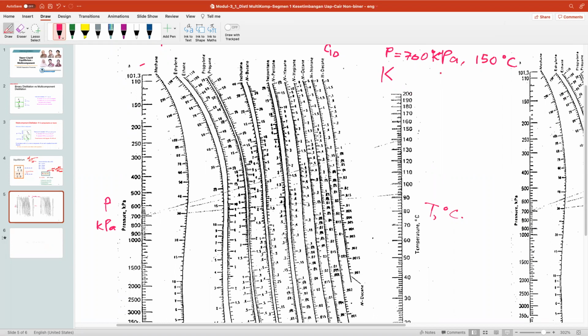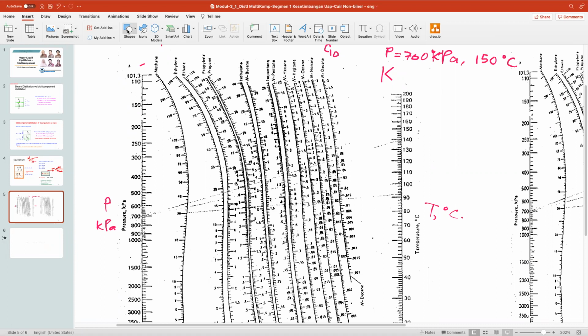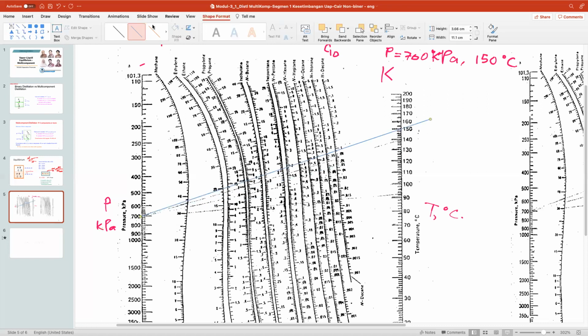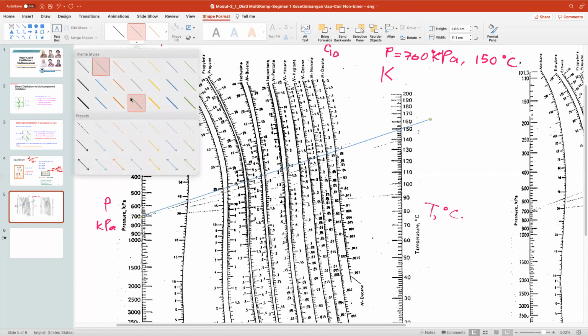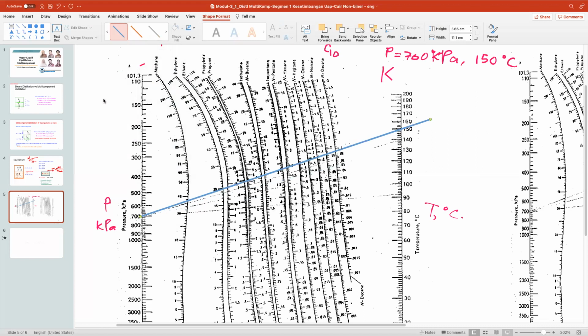So what we're going to do is draw a line from the pressure of 700 around here to the temperature, which is about 150 degrees. Okay, got it? And then maybe make it a little bit bigger there. Oops, too big.